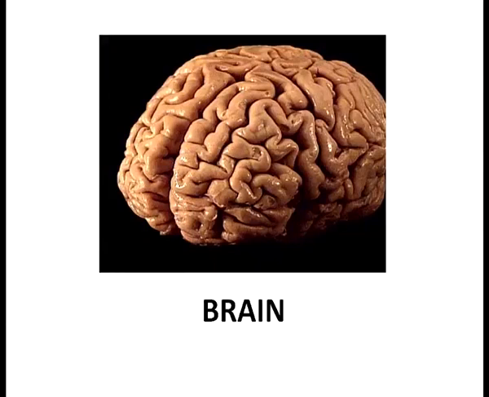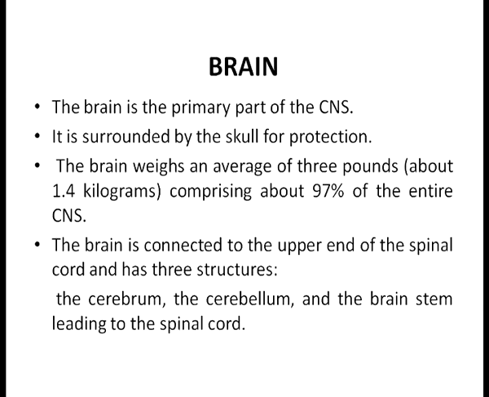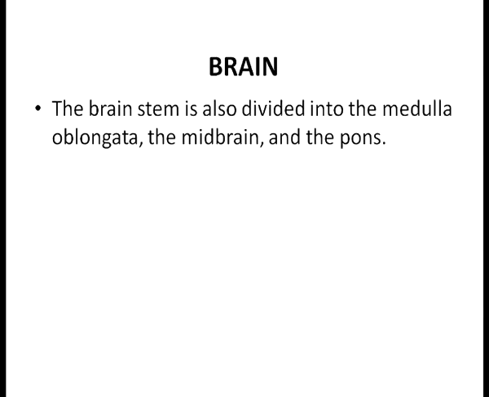This is how the brain looks. The brain is the primary part of the central nervous system. It is surrounded by the skull for protection. The brain weighs on average 3 pounds, about 1.4 kilograms, comprising about 97% of the entire central nervous system. The brain is connected to the upper end of the spinal cord and it has 3 structures. The first structure is known as the cerebrum, the second is known as the cerebellum, and the brainstem leads to the spinal cord. The brainstem is also divided into the medulla oblongata, the midbrain and the pons. These are the structures in the brainstem.